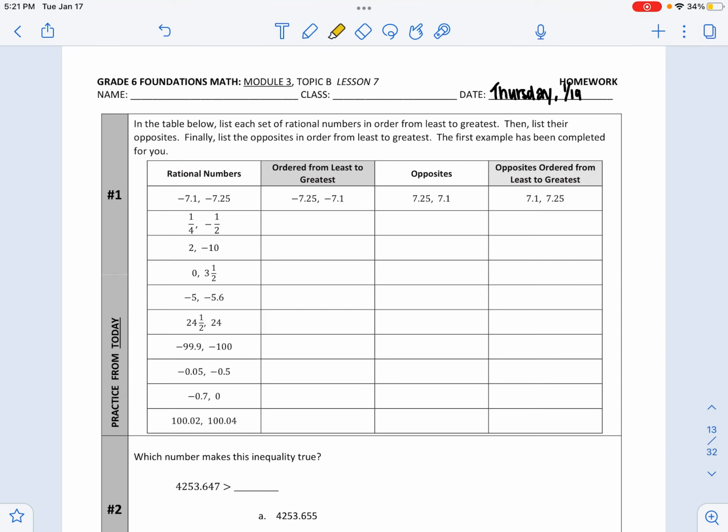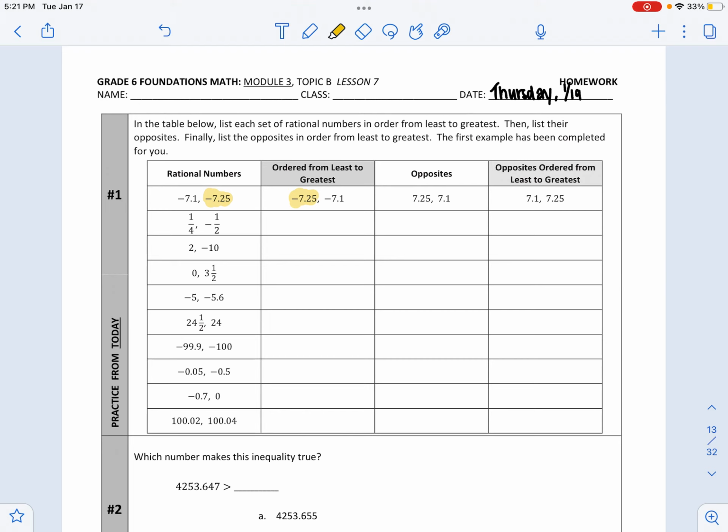First, we can see the example problem. Negative 7.25 is less than negative 7.1. It's farther into the negatives, or farther away from 0, to the left on a number line, or below 0 on a number line. One way to think of this is it's more negative, so it's less.